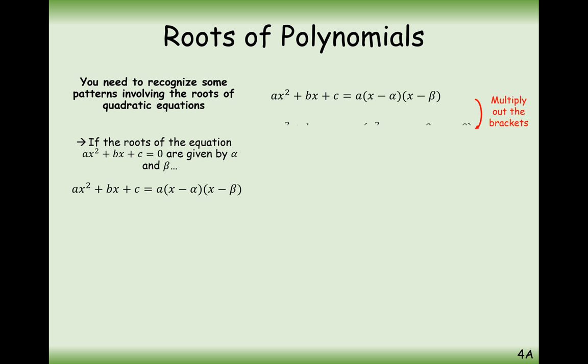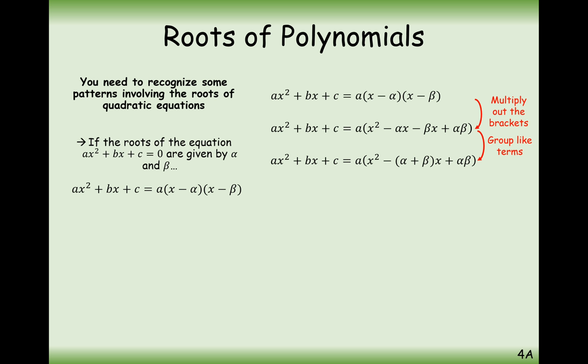Okay, so what we can do then is derive some rules from how to get from the coefficients to the roots and from the roots to the coefficients. So let's take what we have here, that quadratic, and we're going to expand the right-hand brackets: x squared minus alpha x minus beta x plus alpha beta. Grouping like terms, we'll group the alpha and the beta x's together. Divide through by a, and then what we'll now do is compare the left-hand side of this equation to the right-hand side of this equation.